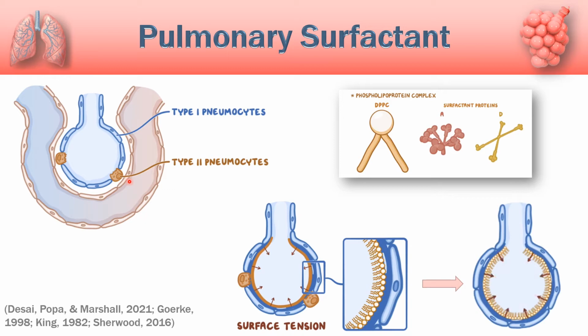Now, next to type 1 pneumocytes, we can see type 2 pneumocytes. These are more cuboidal shaped cells. Cuboidal just means that they're more cube shaped. You can hear that in the name. These type of cells actually contain something called lamellar bodies. These organelles are what secrete the actual pulmonary surfactant.